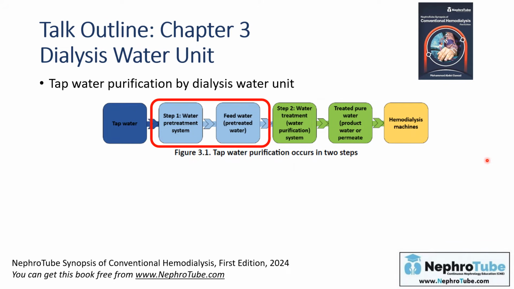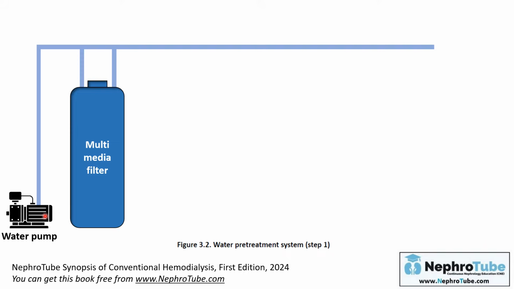I will now start with the details of the first step, which is called the water pre-treatment system, which will form the feed water or the pre-treated water. The water that comes from the city, which is city tap water, will pass through multiple filters. Each filter of them is important to perform a special function.